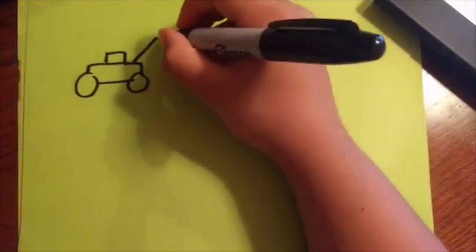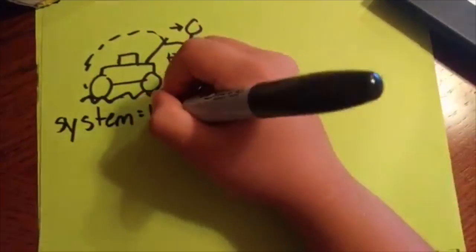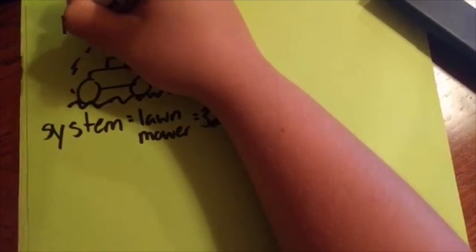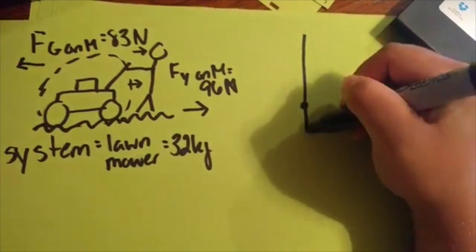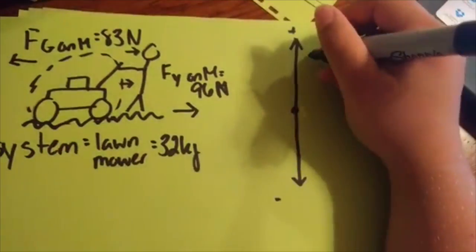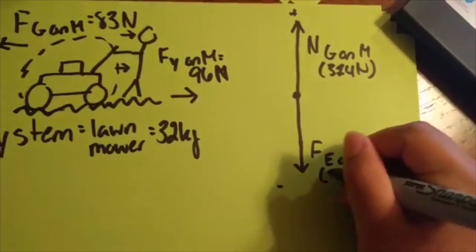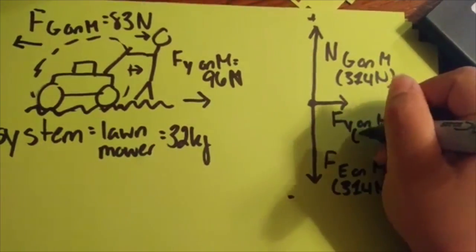Of course, we go through the same process. We draw our sketch, we isolate our system, which is the lawnmower, and we put in all of our givens. Then, we have to draw our force diagram, which in this case has the normal force and the force of Earth as equal. So we don't have to really account for them when we put them into our equation. The only ones we worry about are the ones to the right and left. To the right is the force of you on the lawnmower, which is 96 newtons, and the one to the left is the friction force of the grass on the mower, which is 83 newtons.